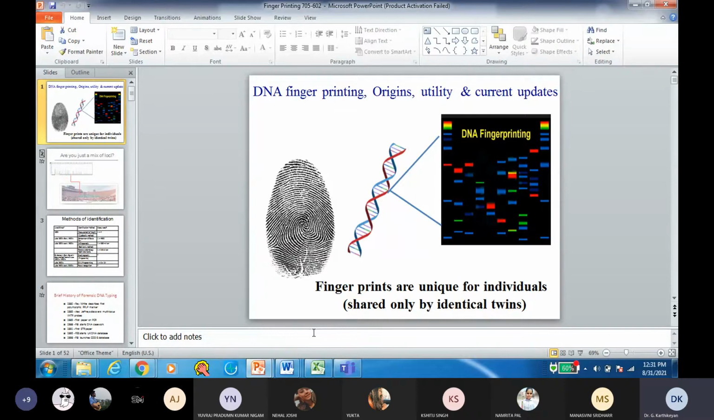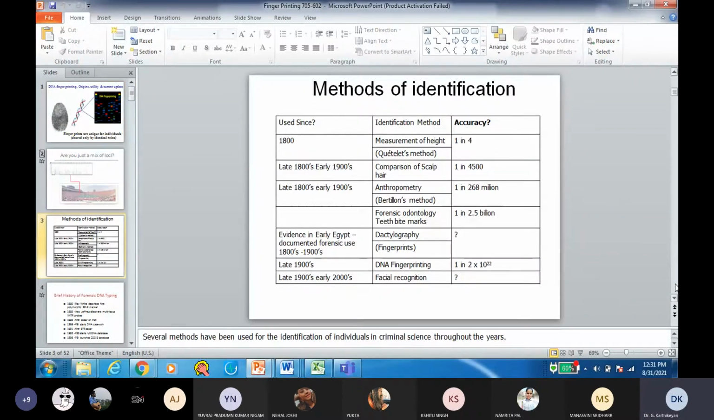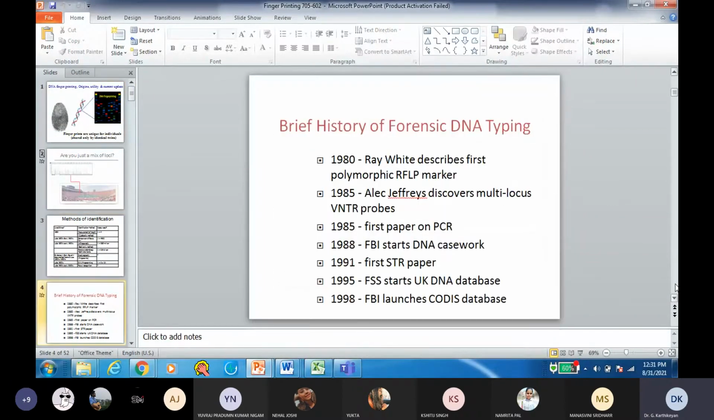So in today's class, we will look at how PCR can be used for DNA fingerprinting. We'll quickly look at the basis for it, how it all started. I'll skip a few slides. So, a brief history of forensic DNA typing.